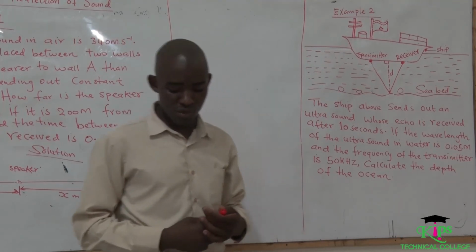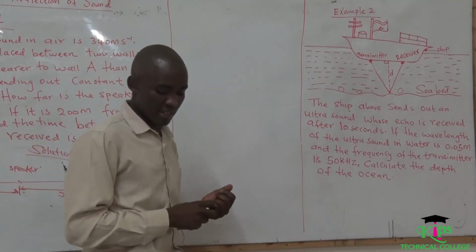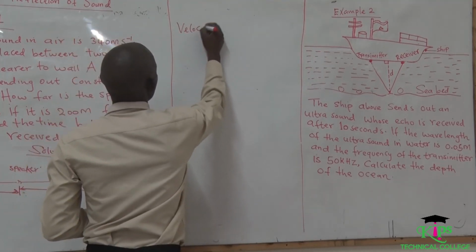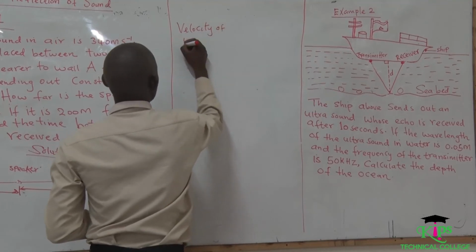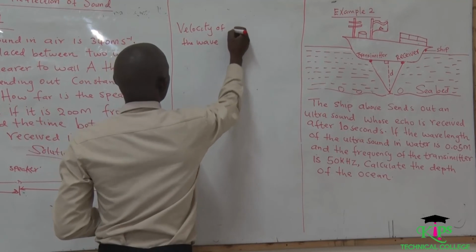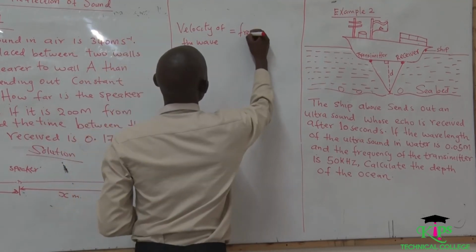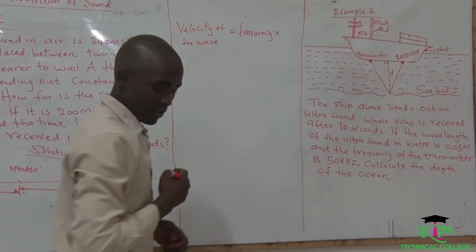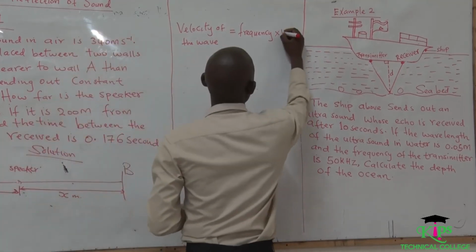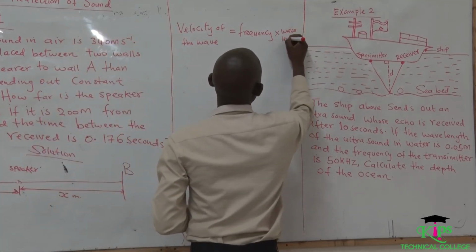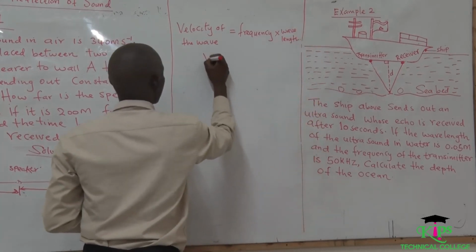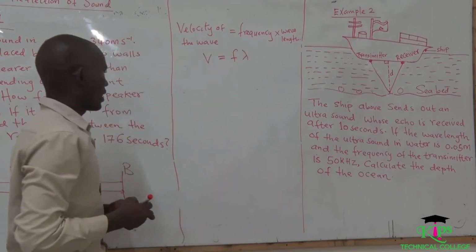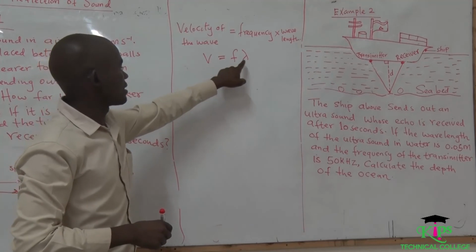So what are we supposed to do for us to be able to calculate that? The first thing is to get the velocity. You need to get the velocity of the wave. Velocity of the wave is normally given by frequency times wavelength. Remember we say speed is given by frequency times lambda, whereby this is the frequency and this is the wavelength.